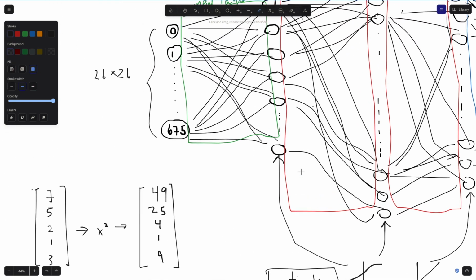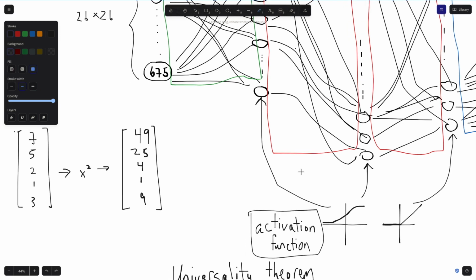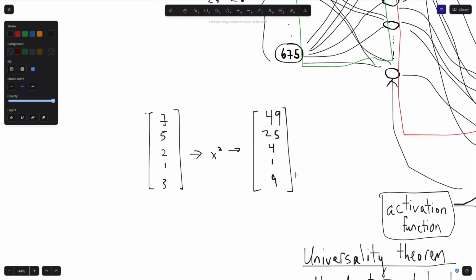So for every layer, you do a matrix multiply followed by an activation function. So here's an example of, let's say that our output of a matrix multiply produced this vector, and we put it through the x squared function. So then you element-wise apply x squared to every single input. So 7 squared is 49, 5 squared is 25, then 4, 1, and then 9.